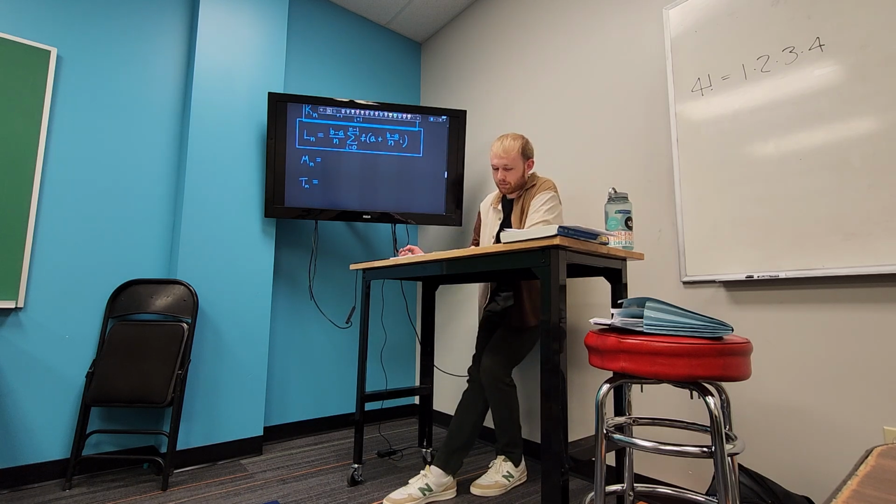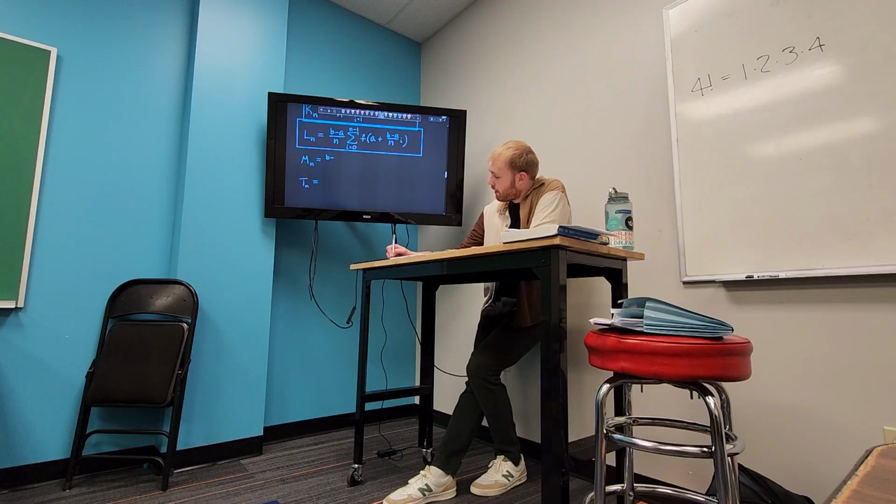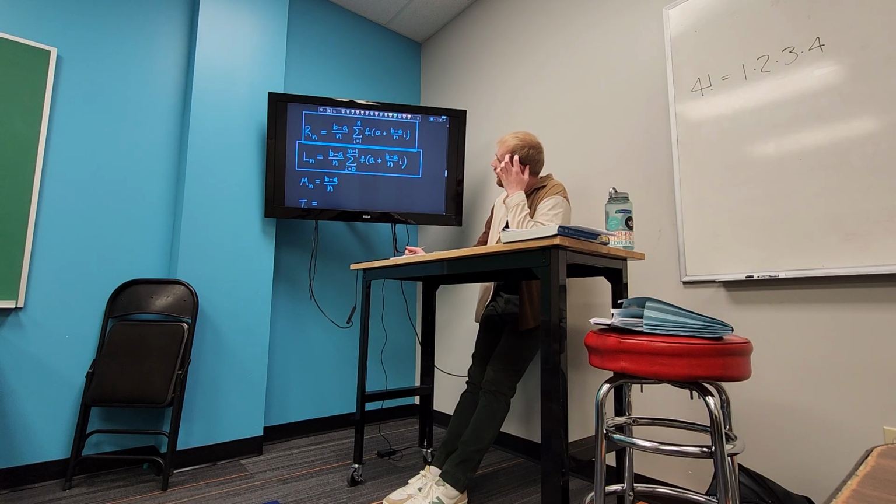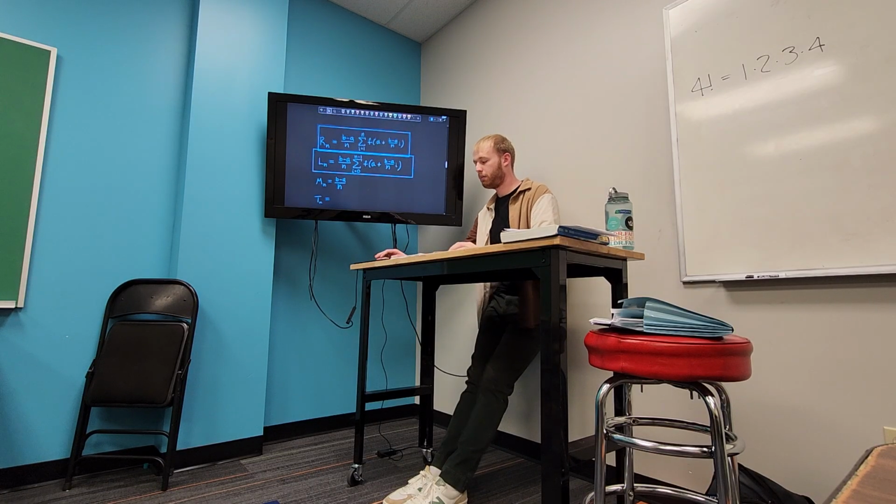Okay, m sub n is b minus a over n. Actually, before we keep going, what are the main differences between right and left? It's n minus 1 on top, and it's i equals 0, which I don't know why you put it at 0. Doesn't really do anything. Yeah, so we need to think about that.